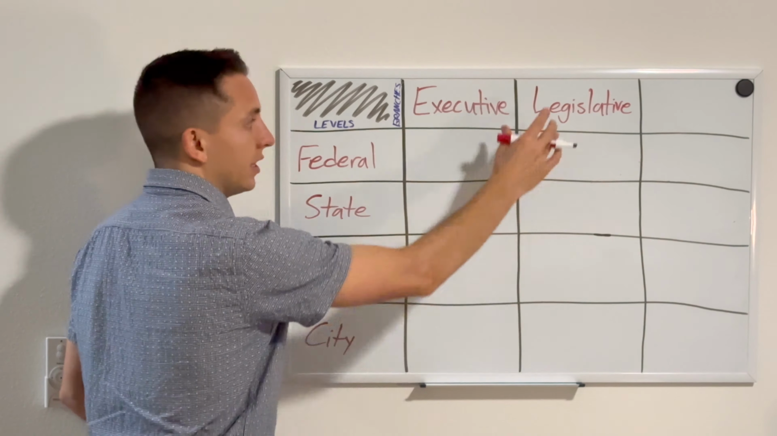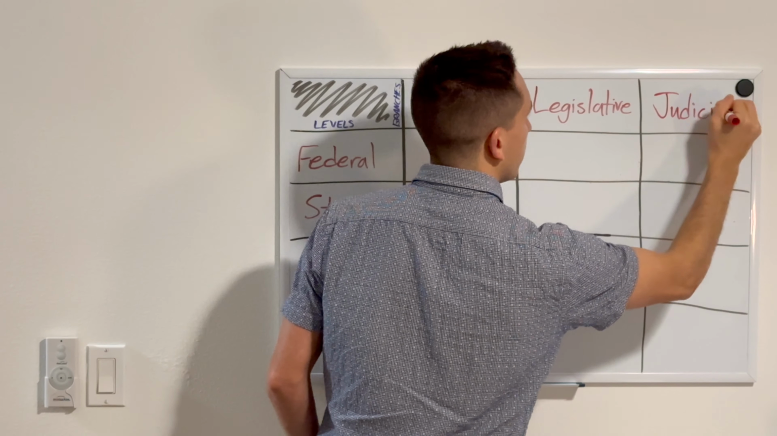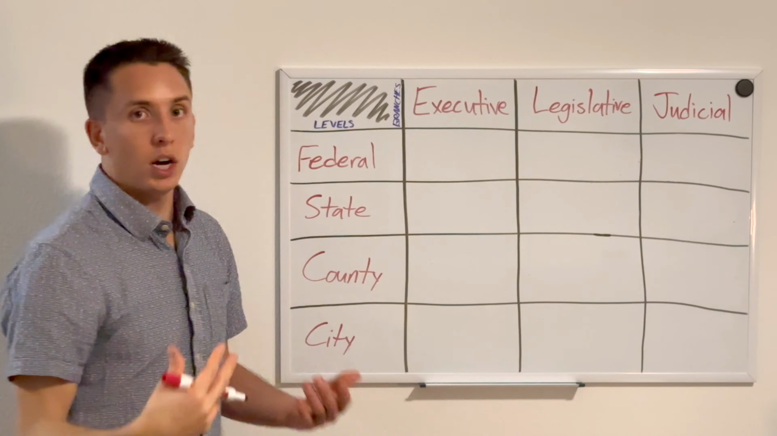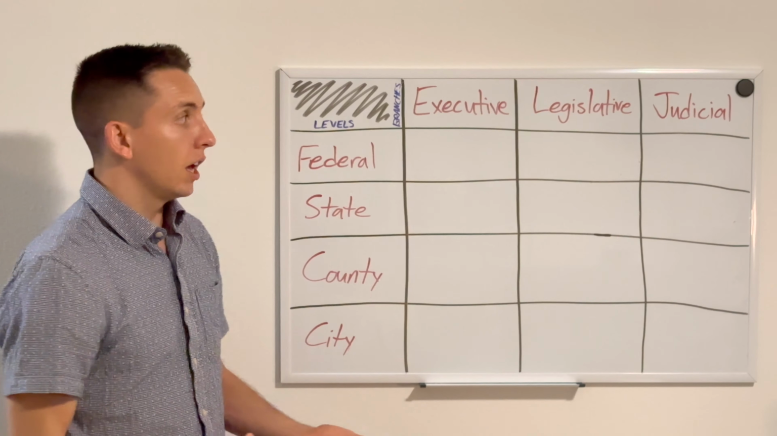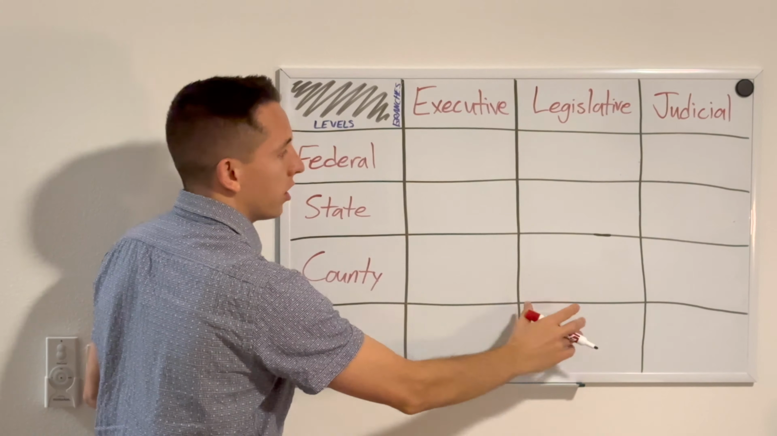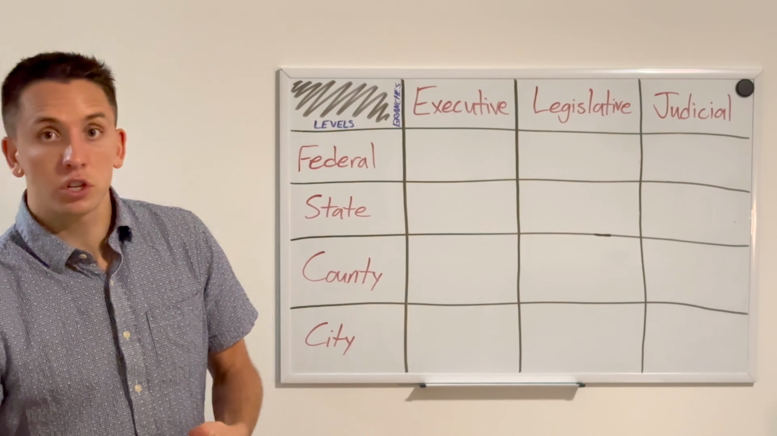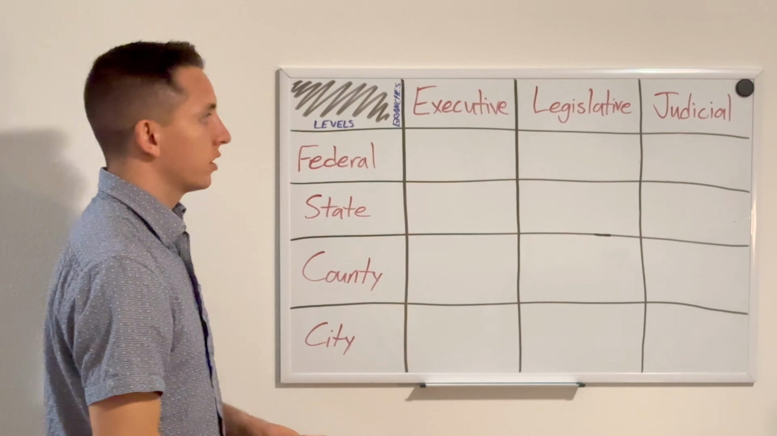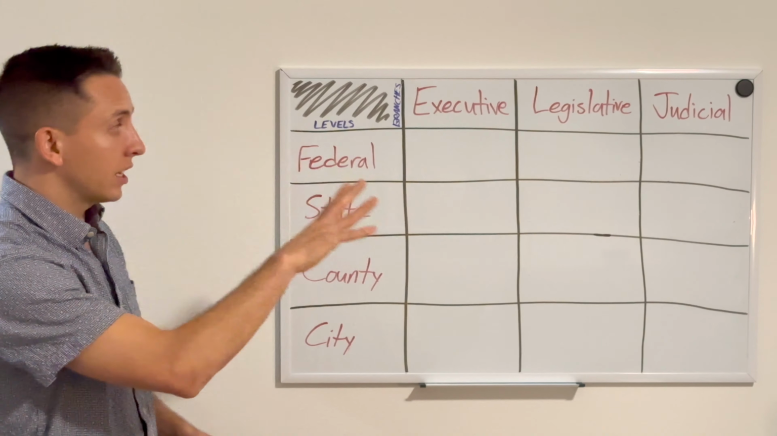And the last branch, do you know what it is? The judicial branch. Now, the judicial branch is there to judge. Okay, those are the judges. These guys make the laws. These guys enforce the laws. And these guys judge whether people have broken the laws or not. Okay, and they're to judge whether a law is constitutional or not, whether it's a just law or not. Okay, they're the judge. Okay, hopefully that makes sense so far.